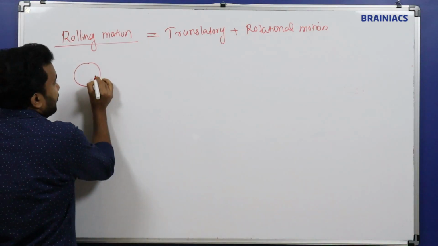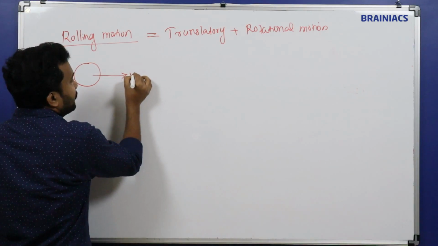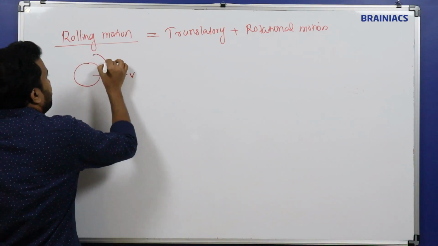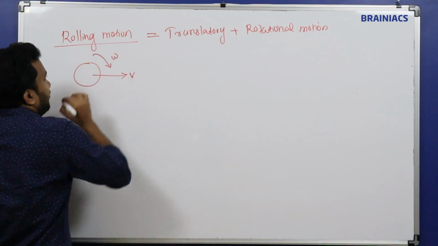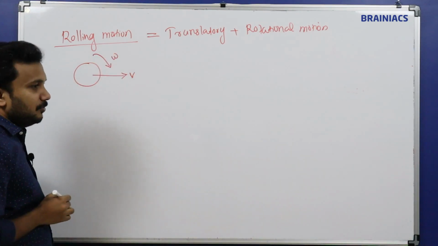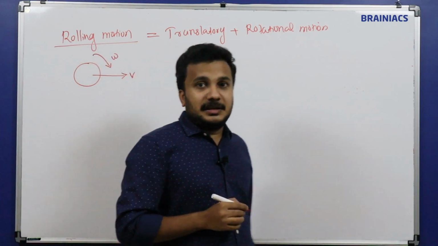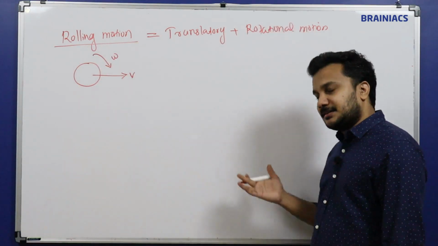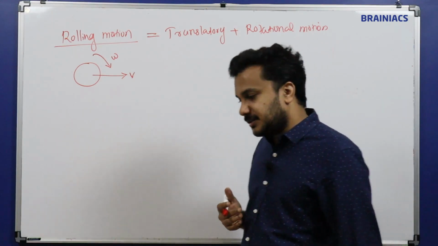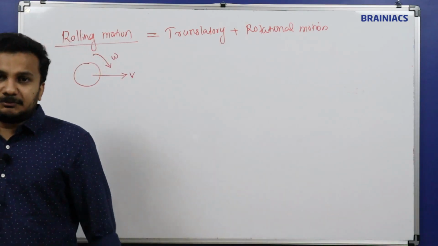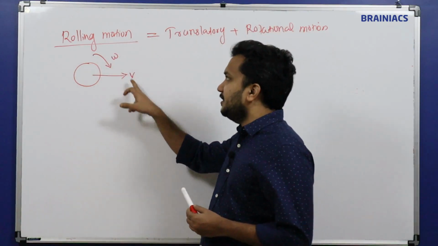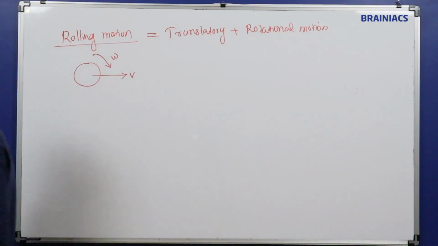So in rolling motion, a linear velocity is involved, and in a simple way an omega, an angular speed, is also involved. Always a rolling motion involves two parameters in terms of velocity. In terms of acceleration there are some other parameters, but we'll start with velocity. So two parameters are involved, one is the velocity and one is the omega.